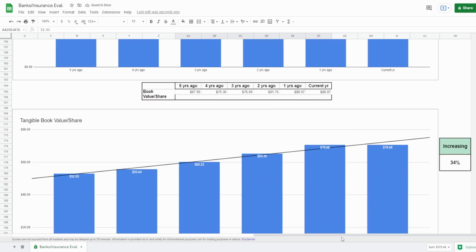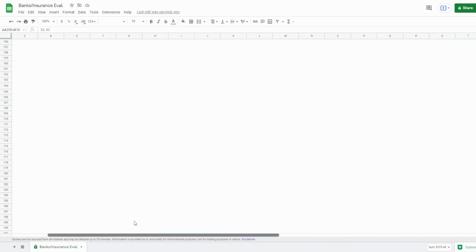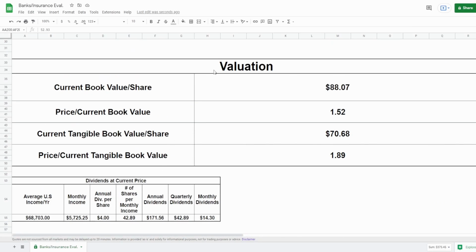That's pretty much every single graph that we got to do. Now if we scroll over to the right, guys, and we scroll all the way up to where it says valuation, all these values are now in place. You really don't need to do any other calculation aside from those, and we see that the current book value is $88.07, price divided by the current book value, which is the first ratio, essentially telling us that this company is trading 1.52 times above its intrinsic value.